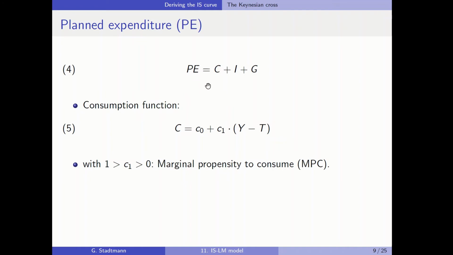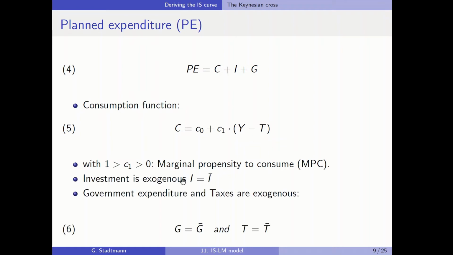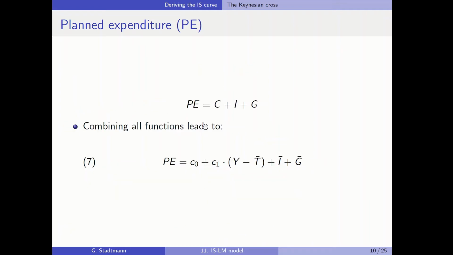Planned expenditure is equal to planned consumption, planned investment, and planned government spending. The consumption function is once more given by this relationship: autonomous component of consumption plus marginal propensity to consume times the disposable income. The investment is exogenous, therefore we have a bar above the I variable, and government expenditure and taxes are also exogenous. Now we are combining all elements, so we are inserting this T bar in the consumption function, I bar into this relationship, and also government spending. In the end, equation 5, the right-hand side, into equation 4. So when we combine all functions, we get equation number 7, where planned expenditure is equal to planned consumption, planned investment, and planned government spending.